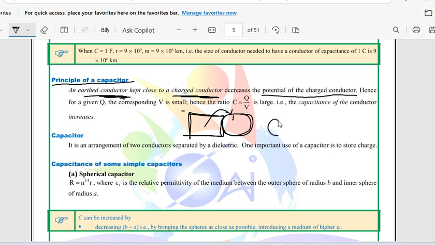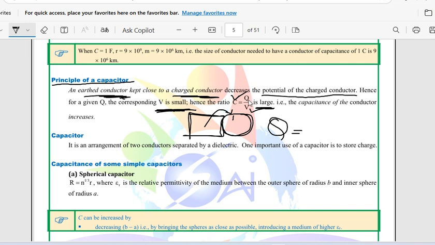Hence, for a given charge Q, the corresponding V is small, because by keeping the charged conductor with the earthed conductor, the earthed conductor decreases the potential of the charged conductor. So for a given Q, the corresponding V is small. The ratio C is equal to Q divided by V is large. That is, the capacitance will be large. If the capacitance increases, the potential decreases. That is, the capacitance of the conductor increases.